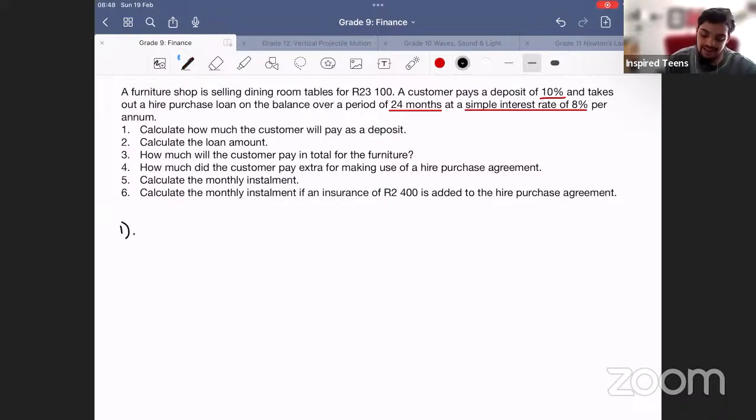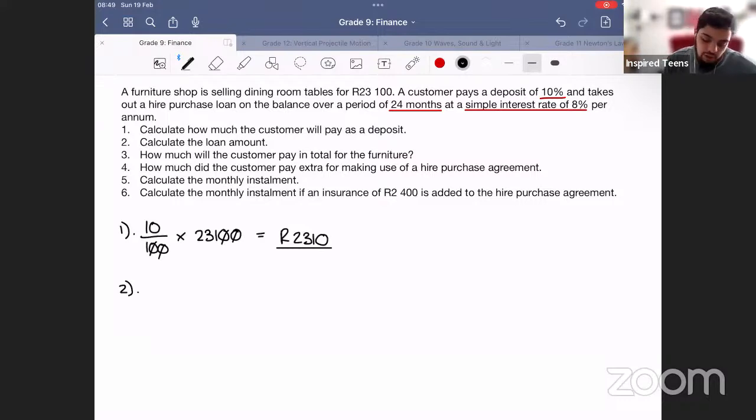Number one, the deposit amount is 10% of the purchase price. The purchase price or the selling price for this dining room table is 23,100. So remember, how do we calculate the percentage of something? 10 over 100 times 23,100. And the answer to this is 2,310 Rand. So the deposit amount is 2,310 Rand.